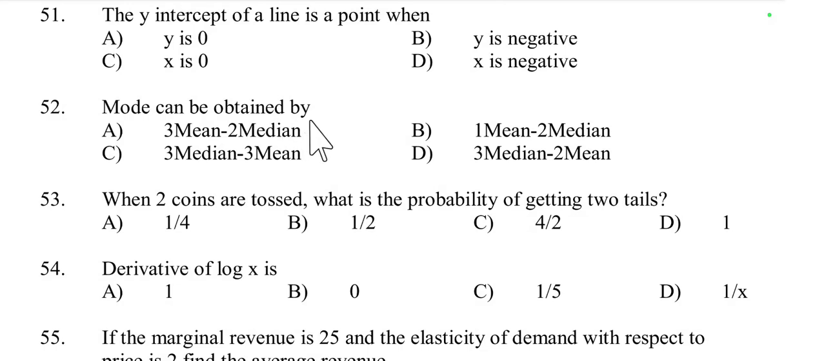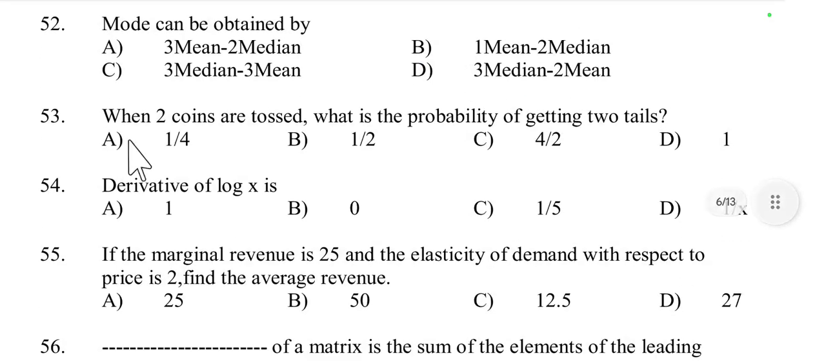Mode can be obtained by 3 median minus 2 mean. Yes, option D is the right answer. This is the direct formula to find the mode. Mode is equal to 3 median minus 2 mean, option D.